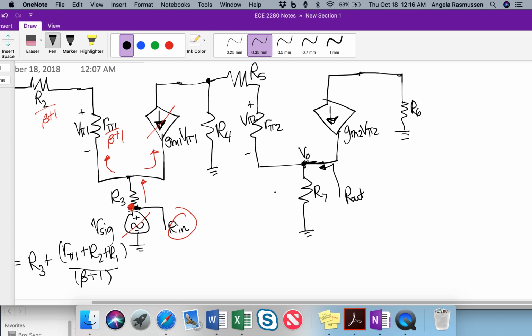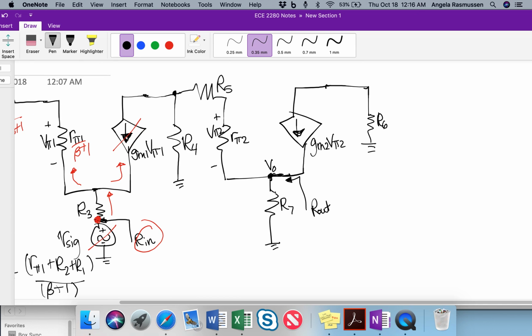For Rout, again, you have the split pathways. So for Rout here, you have a pathway down here, a pathway here, and a pathway here. So again, we can ignore this pathway if we take the effect of it and reflect it. Again, we're on the emitter node, so we're going to divide the base resistances by beta plus 1. Always remember that our pi is considered a base resistance. So in this case, we have R7 in parallel with this branch.